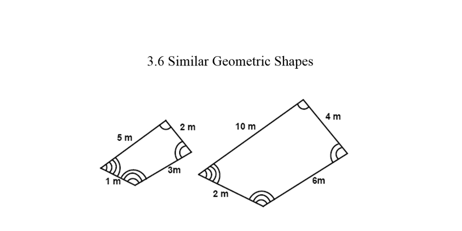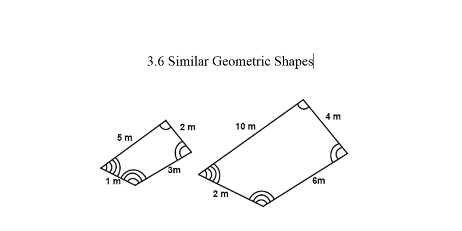We are finishing up Chapter 3, and our last section here is the similar geometric shapes. Some of these might be two-dimensional shapes, some of them might be three. So the idea behind similar is that they're the same shape. In this case I have two quadrilaterals. They are exactly the same shape.